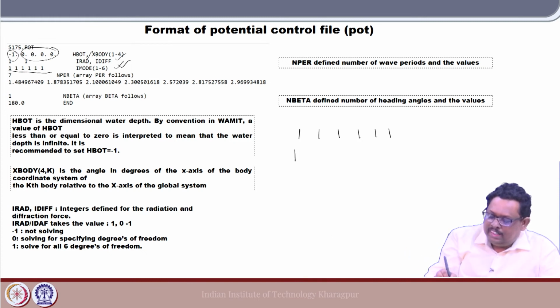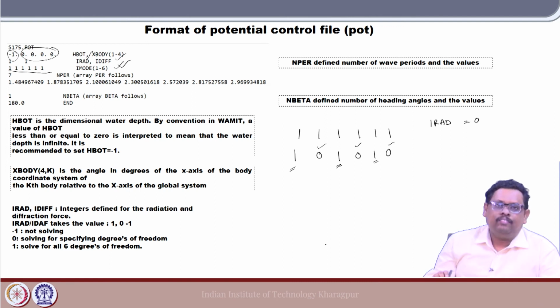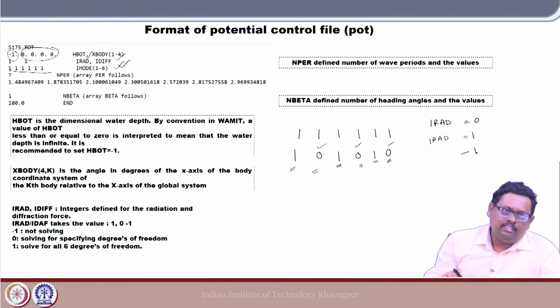Now, sometimes I can make only, let us say, surge, heave and pitch, I am just interested in these three. If I make this IRAD equal to 0, then it only calculates these 3 modes and does not calculate the other 3. And if I make IRAD equal to 1, then even if I do not need those 3 modes, it still calculates the radiation force in all 6 modes. And if I make it -1, it does not consider any radiation.